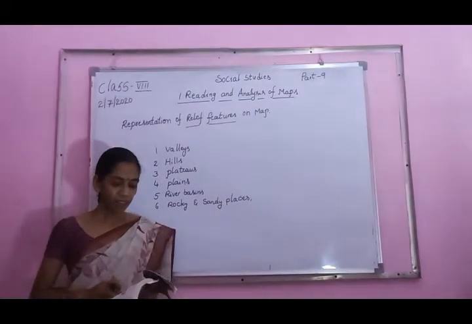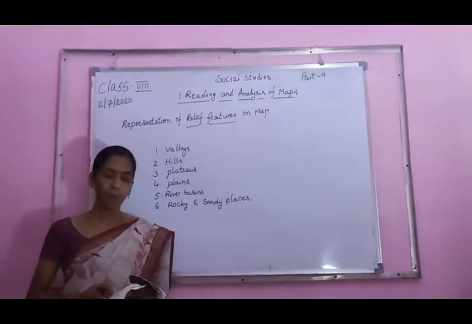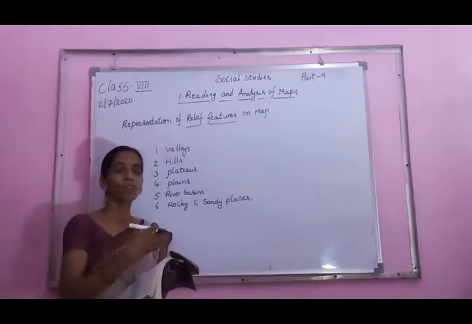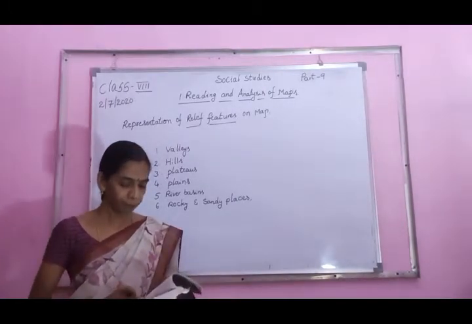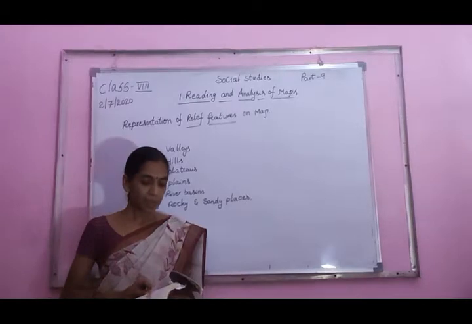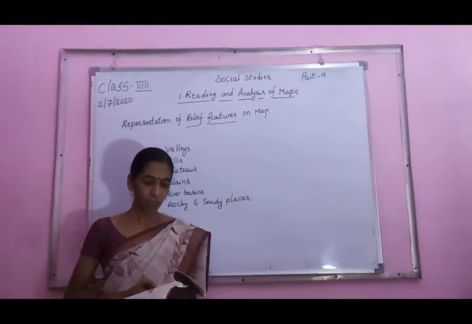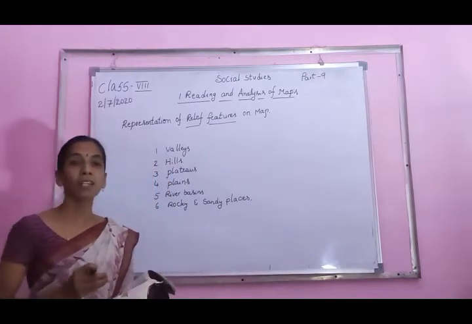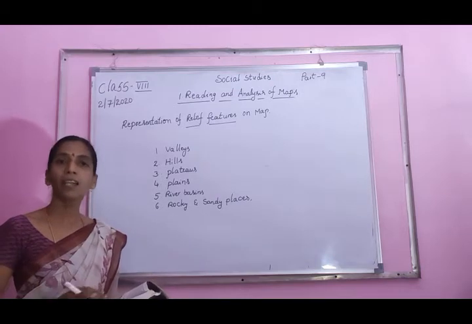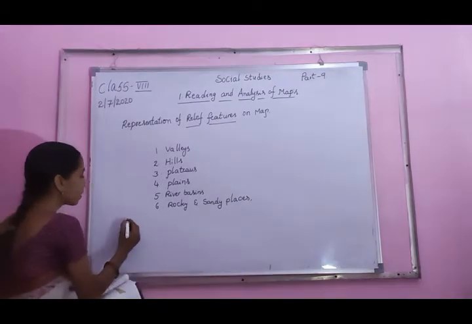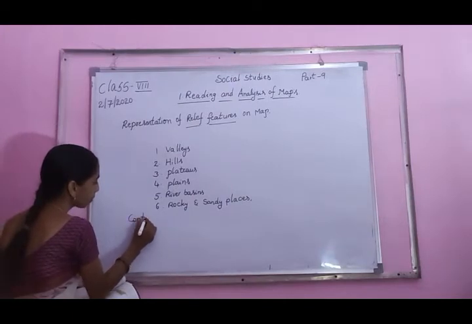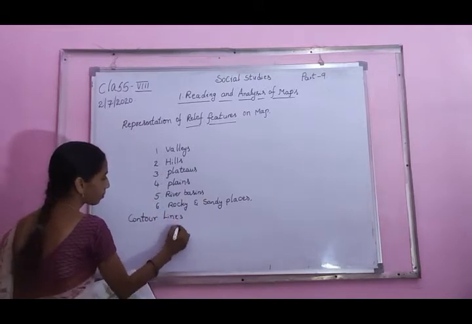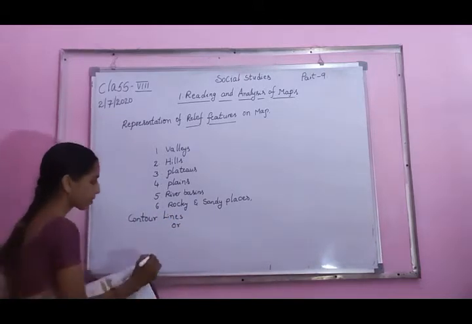Since maps are flat, we cannot show the heights on them. Actually, the map is a flat paper. How can we show the heights? We therefore use a special symbol for this, called contours or contour lines. What is the special symbol? Those lines are called contour lines or isolines. What is the line name? Contour lines. Contours or contour lines are called isolines.